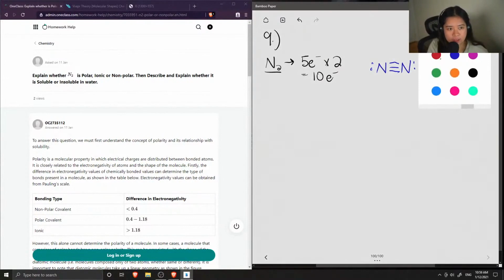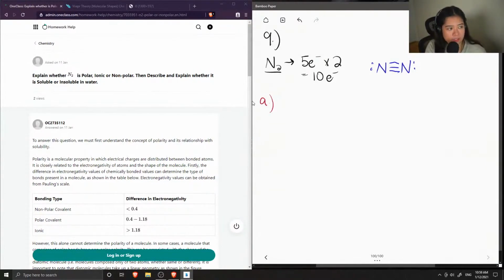So now let's try to answer the question about polarity. Explain whether it is polar, ionic, or nonpolar. So already we can cancel out the fact of it being ionic, because ionic is only between a metal and a non-metal. So ionic bonds are with a metal and a non-metal. So already we can cancel this out. And now we need to talk about polarity.